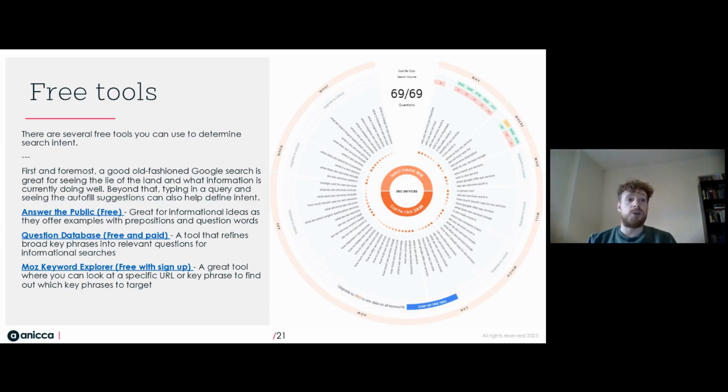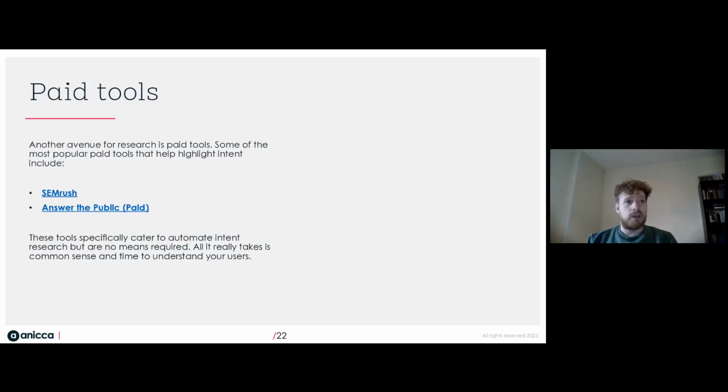You also have some paid tools you can turn to. There's obviously SEMrush, I believe, the only major provider that includes search intent as part of their project. And then Answer the Public also has its paid service, which makes it unlimited and provides a lot more information. I think you can just look at what you want to do and use the free tools first. But if you're working on a scale where it's required, you can probably look at paid tools.